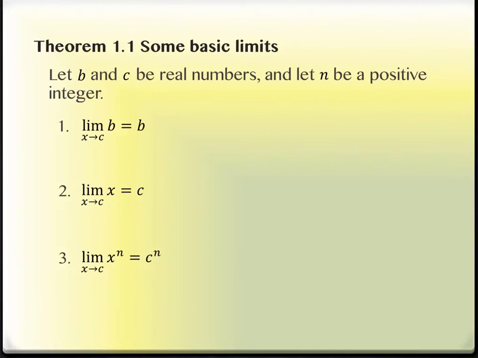The second one says that if we have the limit of simply x as x approaches c, then its limit is c. And if we have the limit of x to the n as x approaches c, it's c to the n.